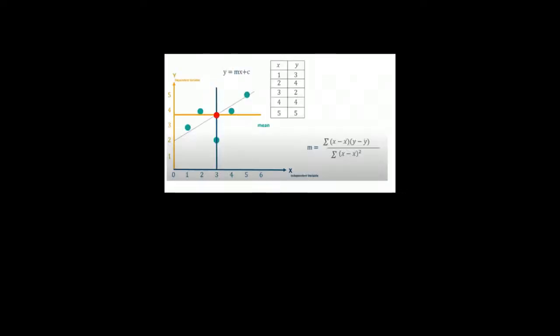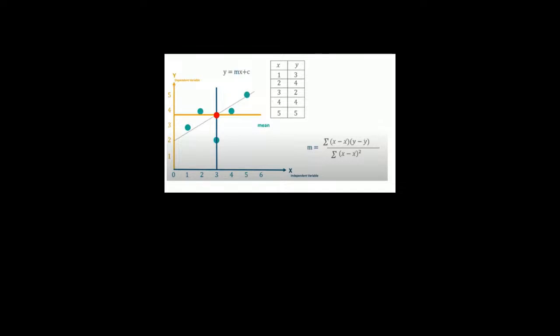Now we all know a line has the equation y is equal to mx plus c, where m is the slope and c is the intercept, where it passes on the y-axis. Now we have the y value and we have the x value, but we don't know what the slope is. So we don't have a line. We just have one point.